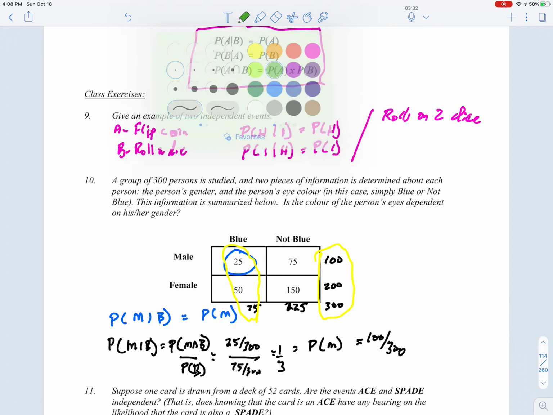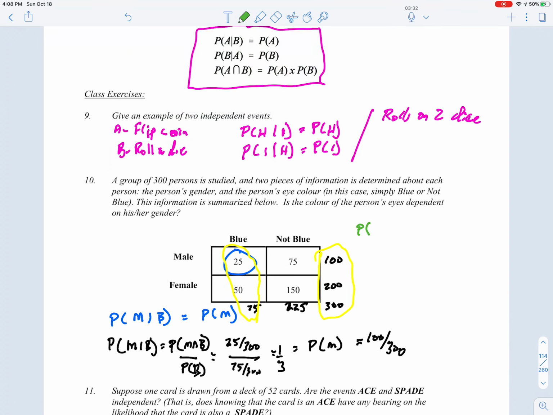Okay, let's try another one. The opposite should be true as well. Probability of B given M is equal to the probability of B. If you take a look at these formulas up here. So, the probability that a person has blue eyes and is male divided by the probability of male is going to be 25 over 100, which is a quarter.